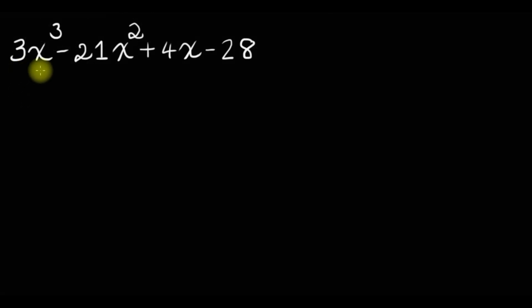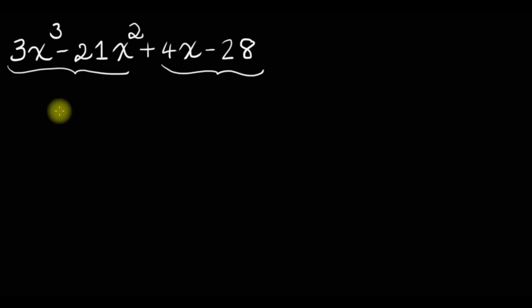So here we have 3x cubed, take away 21x squared plus 4x minus 28. So we have a polynomial of 4 terms, and we're planning to use grouping to factor this, but first we have to determine if we can do that. So we're going to break this up into 2 expressions. So here's the first one, and here's the second one.